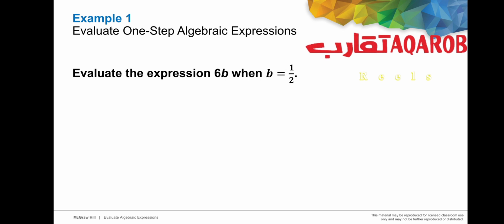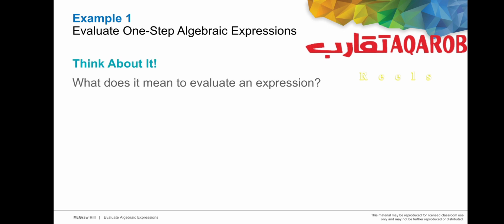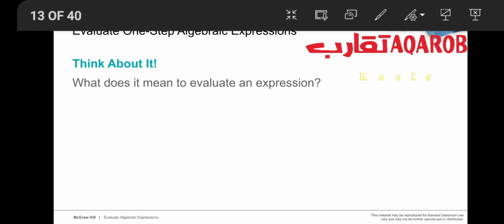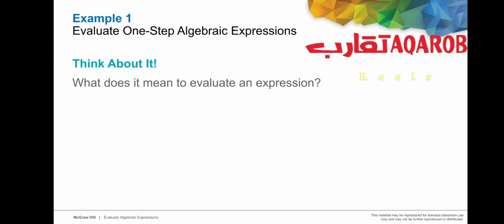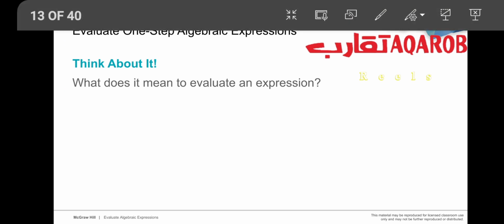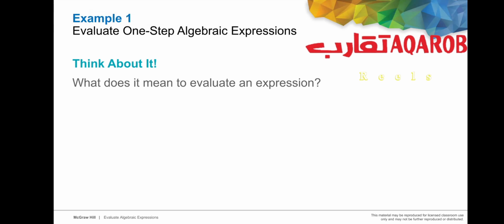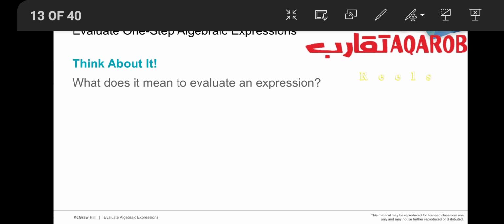Sometimes evaluating needs only one step. For example, here, evaluate the expression 6b. It means 6 is multiplied by b, if you know that b is equal to half. Now, when you replace b by half, you can notice that 6 is multiplied by half, or 6 is divided by 2. So the answer will be 3.